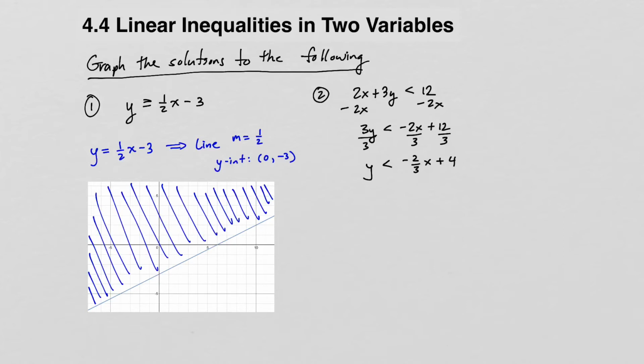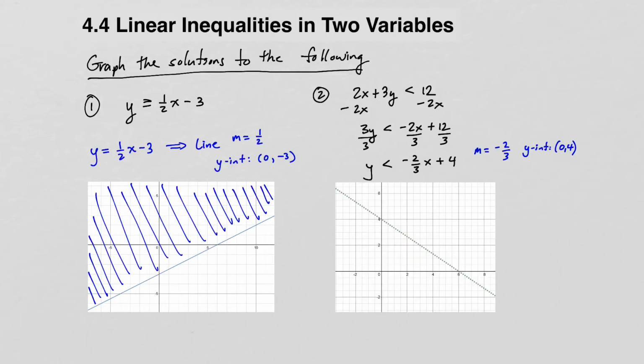And so this line has a slope equal to -2/3 and a y-intercept of (0, 4). So we just need to now graph the line that has a slope of -2/3 and a y-intercept of (0, 4). So let's bring in that graph. So here's the line that has the y-intercept at 4, and the slope is -2/3, which means we go down 2 units and then to the right 3 units, down 2 units to the right 3 units. And so you can see that pattern there.